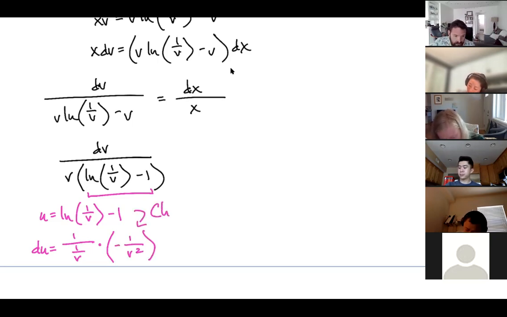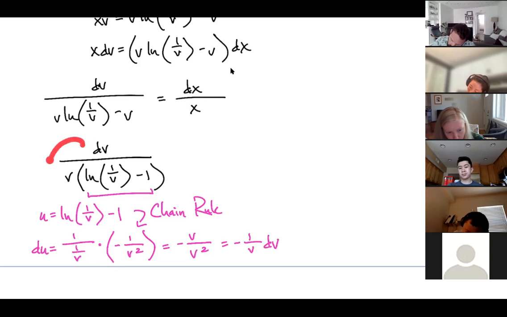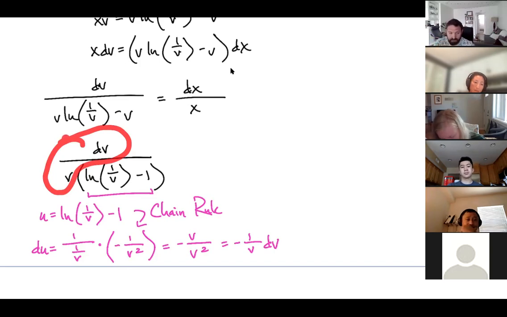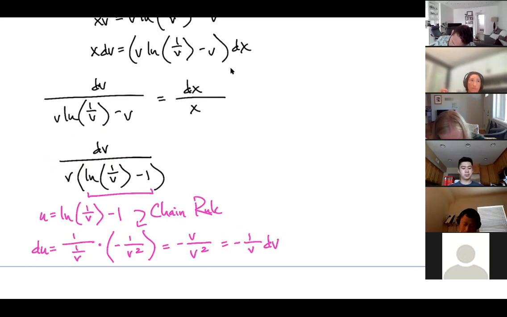So I'll make a note here that we used chain rule. And if we clean this up, we will get negative v over v squared, which is shockingly close to this clump 1 over v dv. The only thing we have to account for is that negative sign. So we can go ahead and divide that out and replace our dv with a negative du.